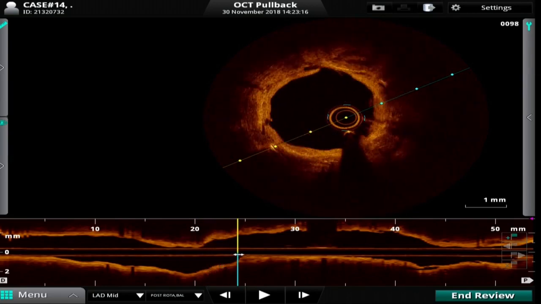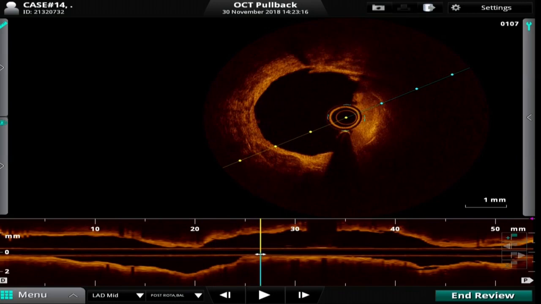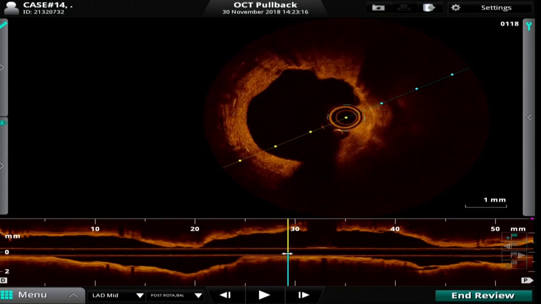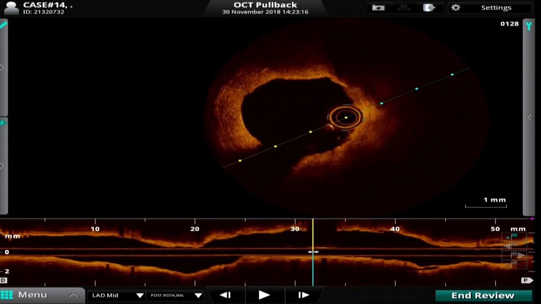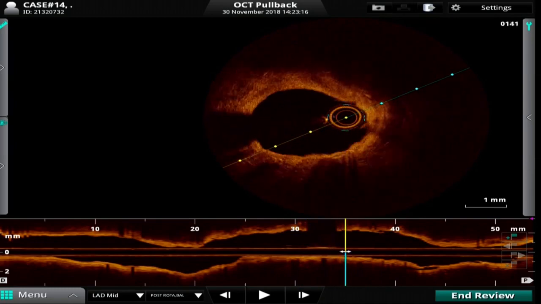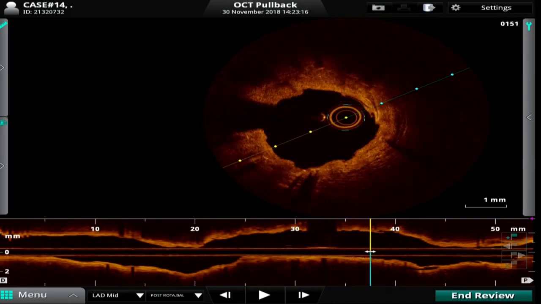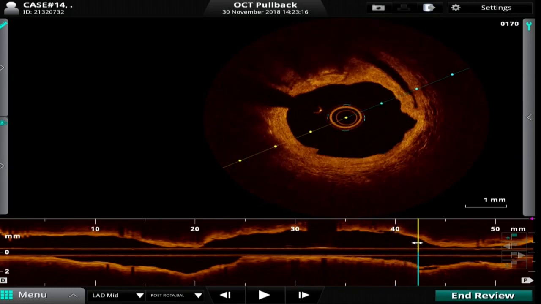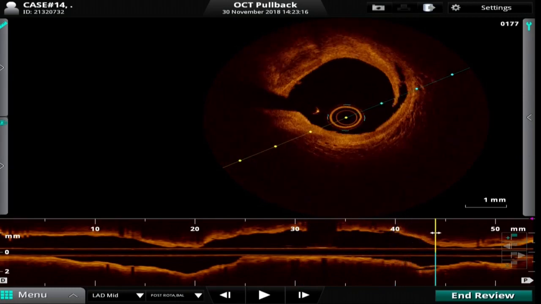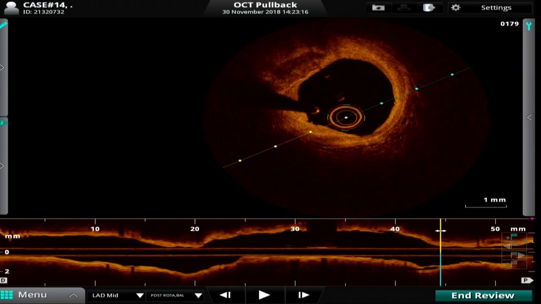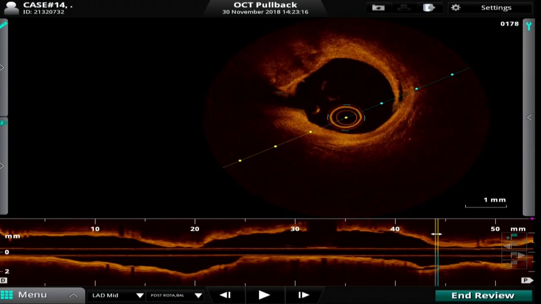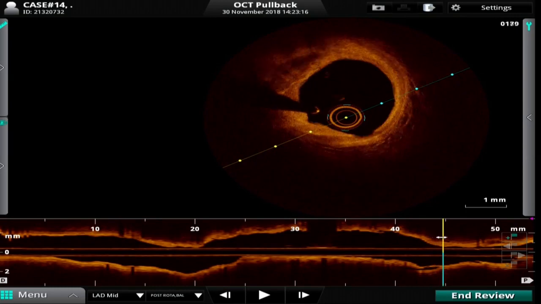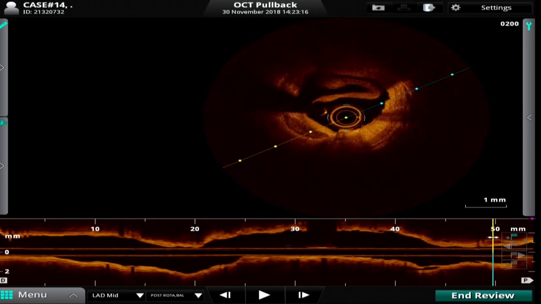So after the ballooning, the lumen is maintained. Some small rupture, but it doesn't matter. So here is the narrowest portion, but the lumen is well maintained. The tight stenosis disappeared after the high pressure ballooning. There is some dissection, but theoretically not big. Lumen is very big.